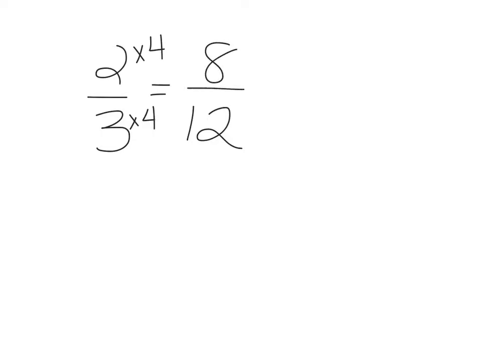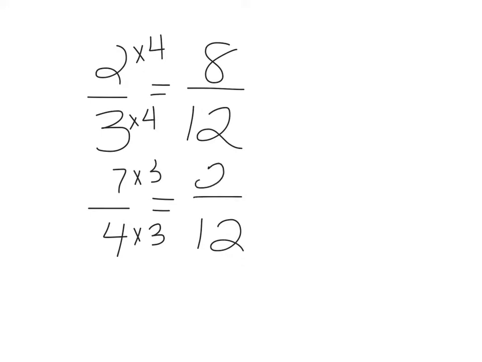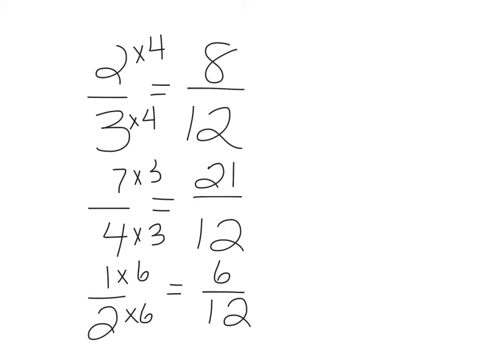Okay. The next fraction was 7 over 4. To get that over 12, we would multiply the 4 by 3, which means we would multiply the top by 3 as well, which would be 21 over 12. And in the last fraction, 1/2, to put that over the lowest common denominator of 12, we would multiply by 6, top and bottom, and that would give us 6 over 12.